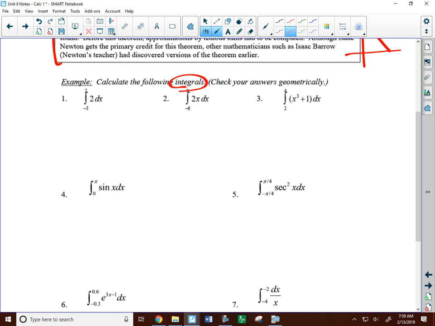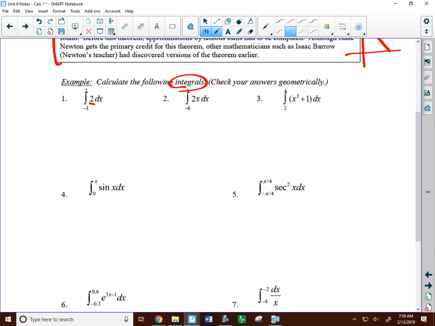So let's do some examples. Calculate the following integrals. Now, if possible, I said we might check your answers geometrically. Also on here, you could check your answer with Math 9. But for these, you have to find an antiderivative, so actually doing the work here. You can check your answers other ways.